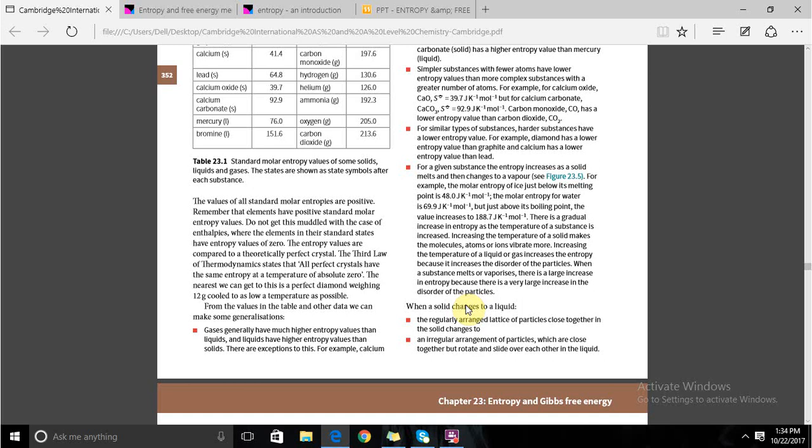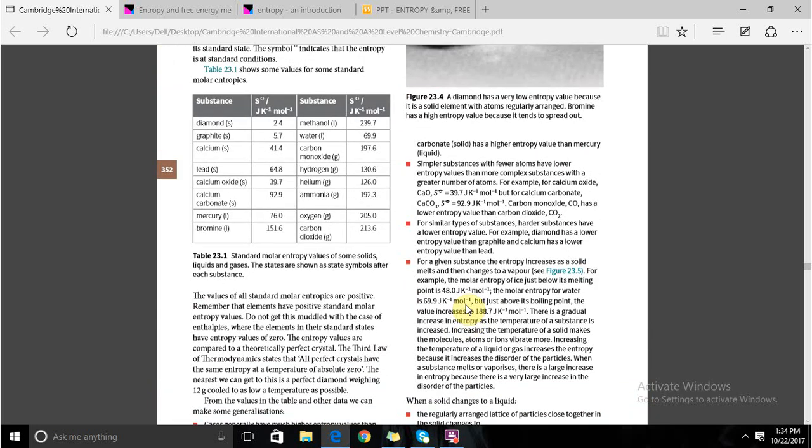There will be exceptions, however, because calcium carbonate, which is a solid, has an entropy of 92.9, whereas mercury, a liquid, has an entropy of 76. This is defying the generalization, because the liquid has a lower entropy than the solid. Also, simpler substances that have fewer atoms, simpler molecules with fewer atoms, generally have lower entropy.